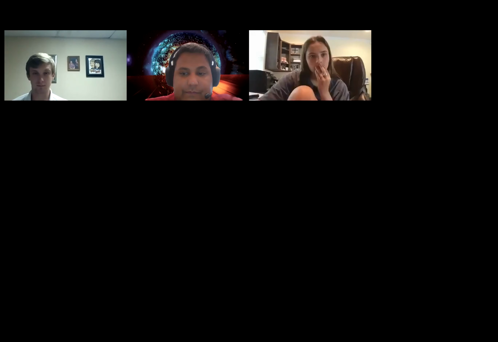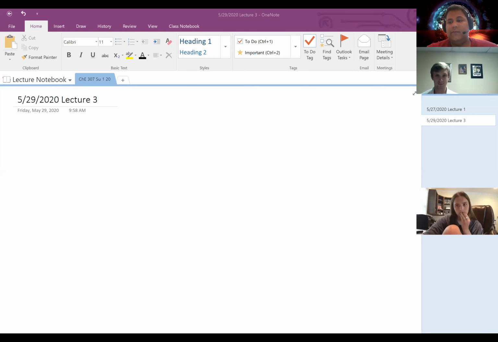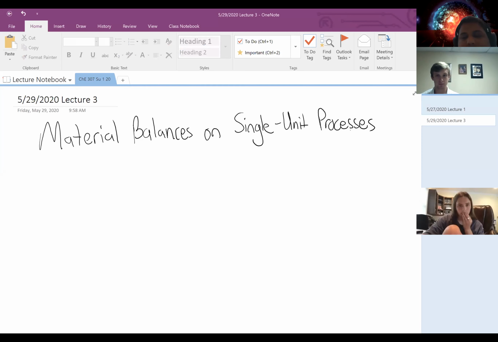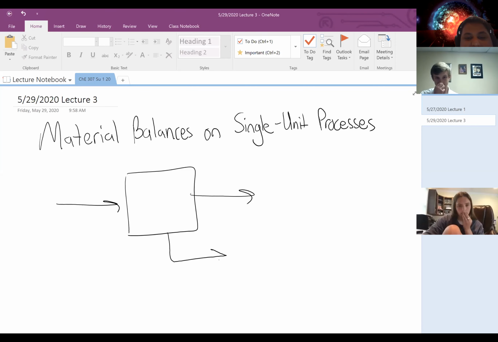So what we're going to be looking at today is material balances with single unit processes. Now, looking at a simple process, we have some inputs, maybe some outputs, and depending on the nature of the problem and the number of components in a system, even these single unit processes can become fairly complex fairly quickly.